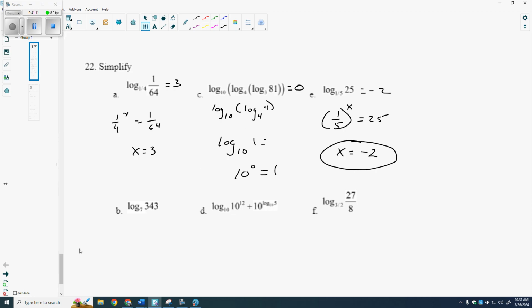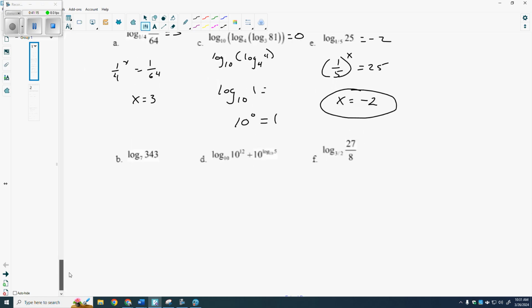Jump down here. 7 raised to what power is 343? 7 squared is 49 times 7. So that's 3. This one's tricky. Log of 10 to the 12th, base 10. Well, we just learned a new property to make this one easier. That 12 can slide in front, right? And this becomes 12 times the log of 10 base 10. Well, we've already talked about that as just 1, so 12 times 1 is 12.